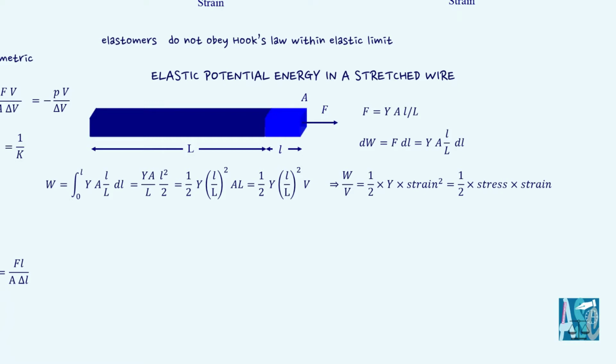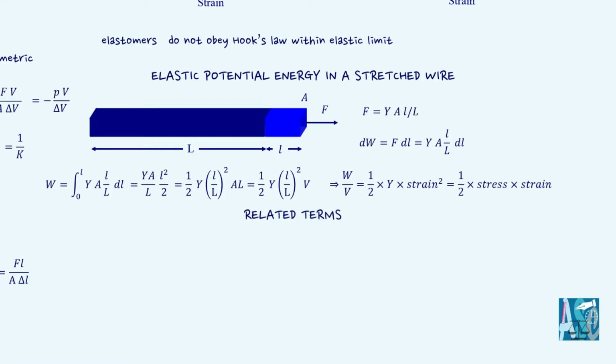We can also express the above expression in the following form: U equal to half of F by A times small l by L times L times A. Therefore, strain energy per unit volume becomes half of stress times strain.